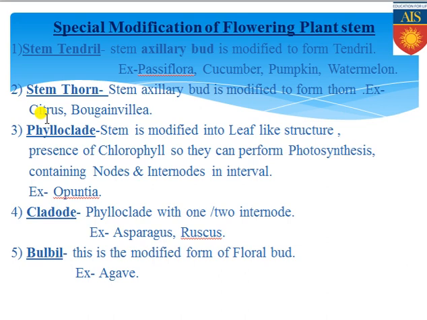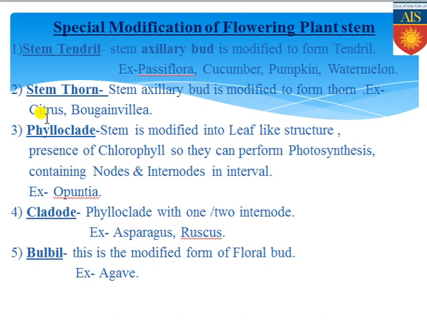If you go to the stem thorn, you can understand that in some plants, the stem is modified into a thorn, not the entire stem. Obviously the axillary bud portion of the stem is getting modified into a thorn. It is present for their protection so that herbivorous animals will not eat them up. Citrus plants, bougainvillea, this kind of plants commonly have this stem thorn.